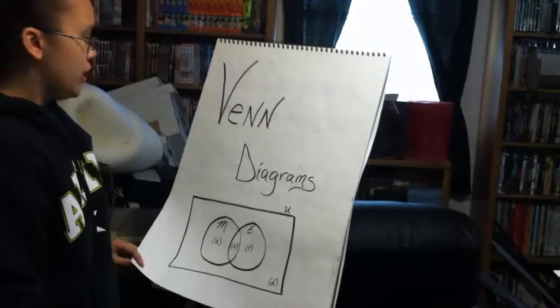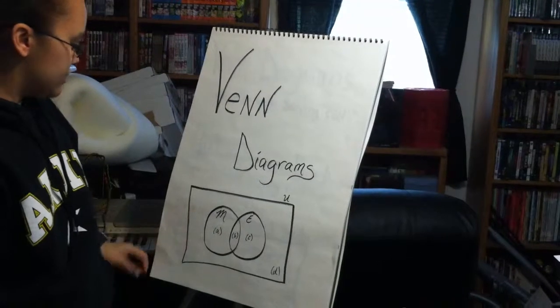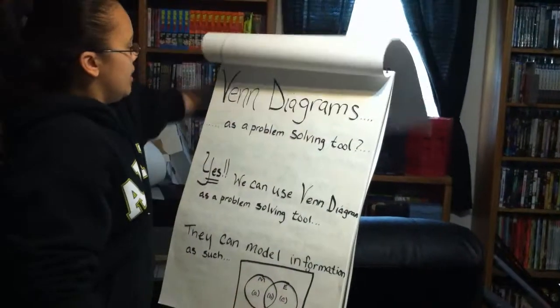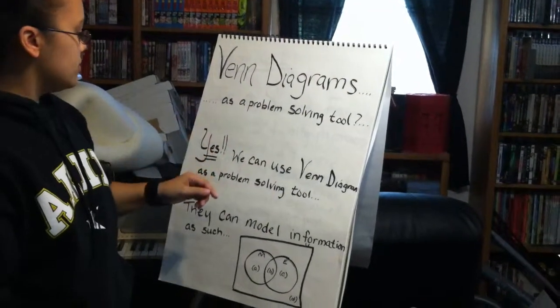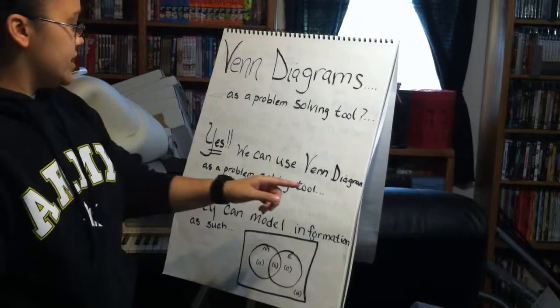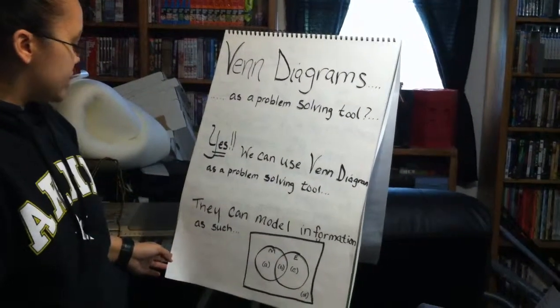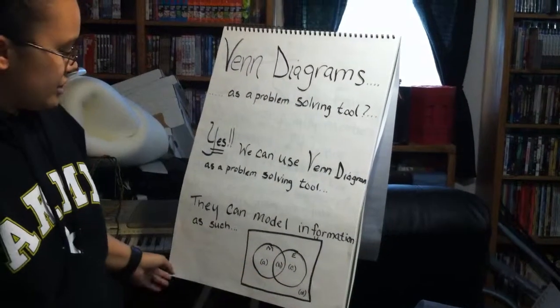Alright, for this math lesson, we're going to be doing Venn diagrams. And we're wondering if you can solve Venn diagrams as a problem-solving tool? Why, yes, we can use a Venn diagram as a problem-solving tool. They can model information, and as such, it's kind of like linking rings.